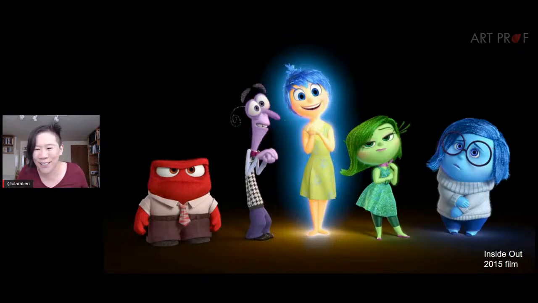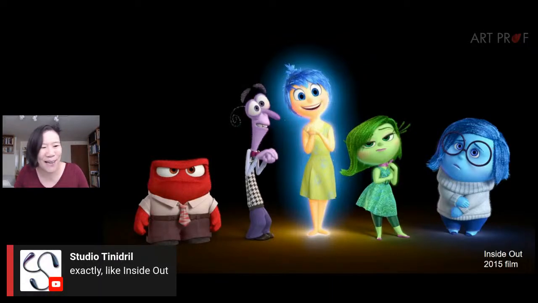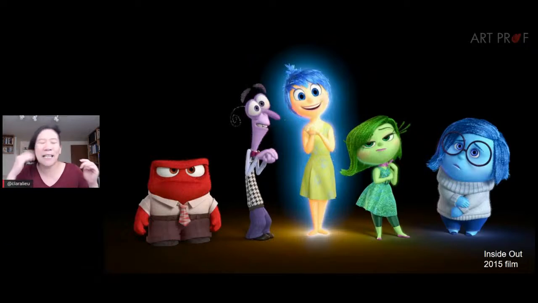Who here saw this movie? Studio Tindril, you just read my mind. This was a great movie. Oh my gosh. The way that they personified the characters, the way they figured out the colors in relation to the emotions. This would be a great reference for people because it literally is the characters are personifications of all of these emotions.